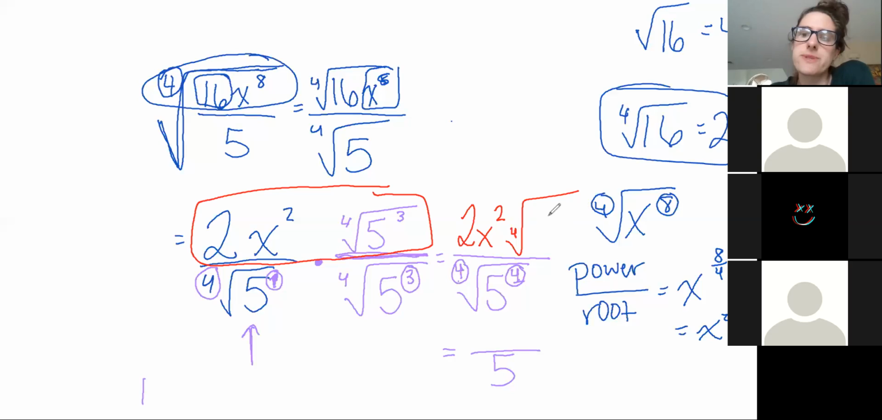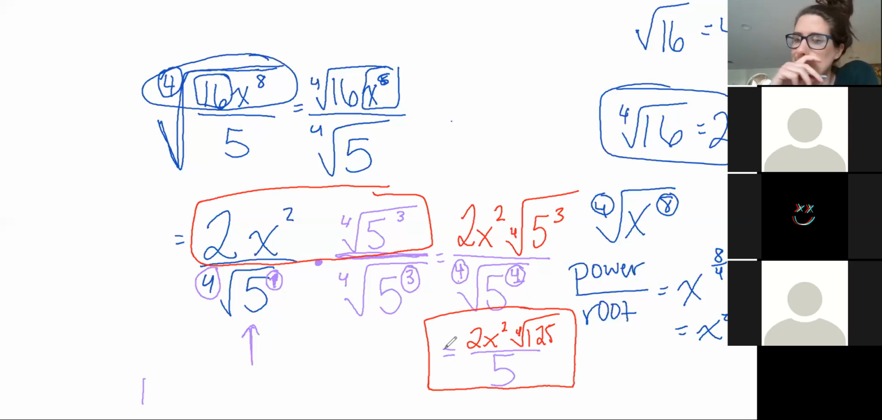Actually, I'll just write 5 cubed this time, but in my actual answer down here, what's 5 cubed? 5 times 5 times 5. 125. 125 is correct. So your final answer ends up looking like that. So the key here is finding this number. What is it that I need to multiply by to get this 5 to escape out of the radical?